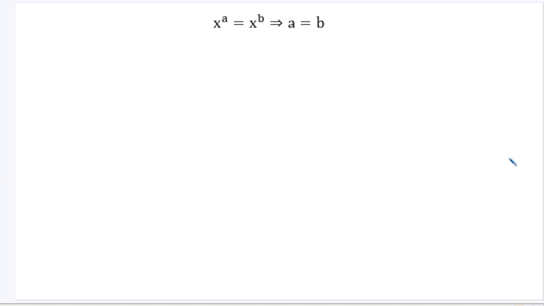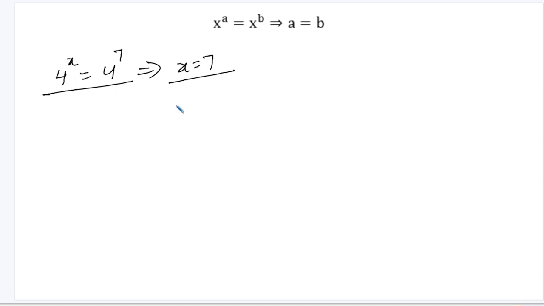Now moving to the next one. X to the power of a is equal to x to the power of b implies a equal to b. इसका मतलब ये है, for example, you have 4 to the power of x is equal to 4 to the power of 7. Now you have same basis, two exponents are equal to each other, then the powers will also be the same. X will be equal to 7.